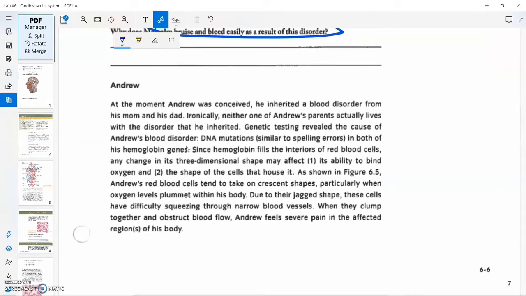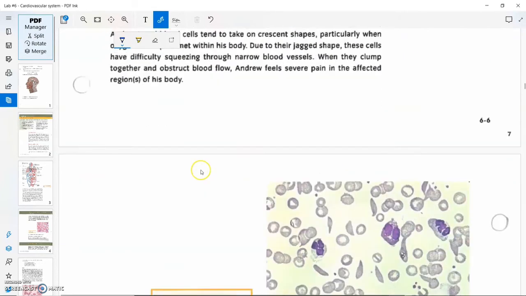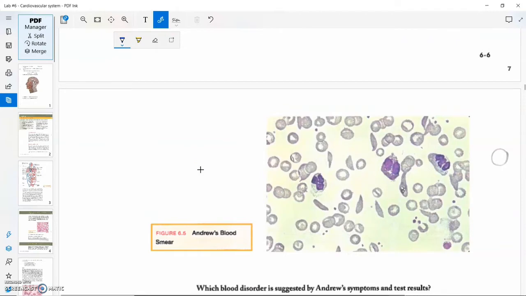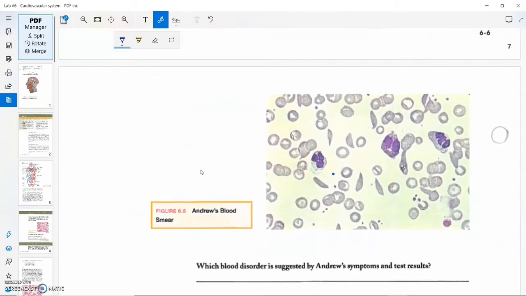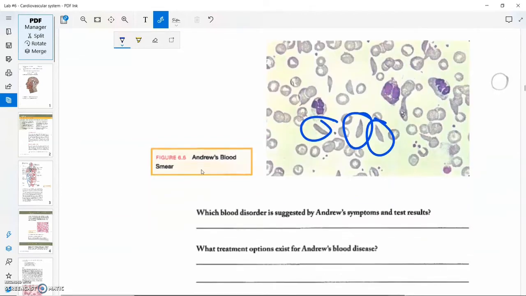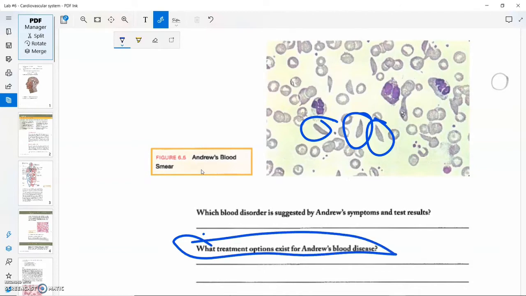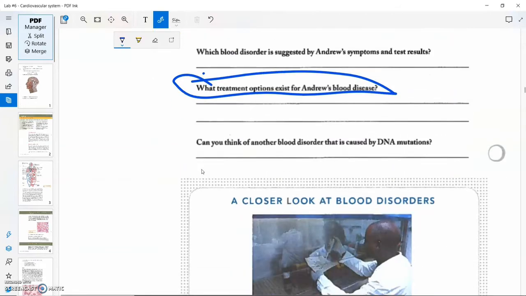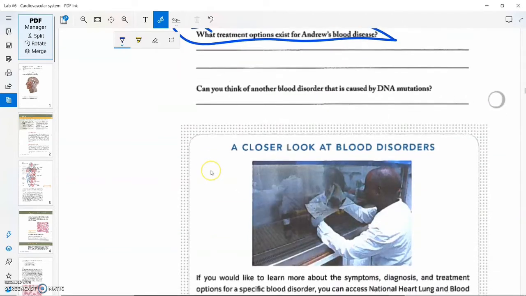So Andrew, if he inherited the blood disorder, you don't really need to read anything about it. Here you can see sickle-shaped red blood cells. It's called sickle cell anemia. Treatment options: bone marrow transplant, hydroxyurea can be used. Another blood disorder that is caused by DNA mutation, it can be leukemia, it can be thalassemia.